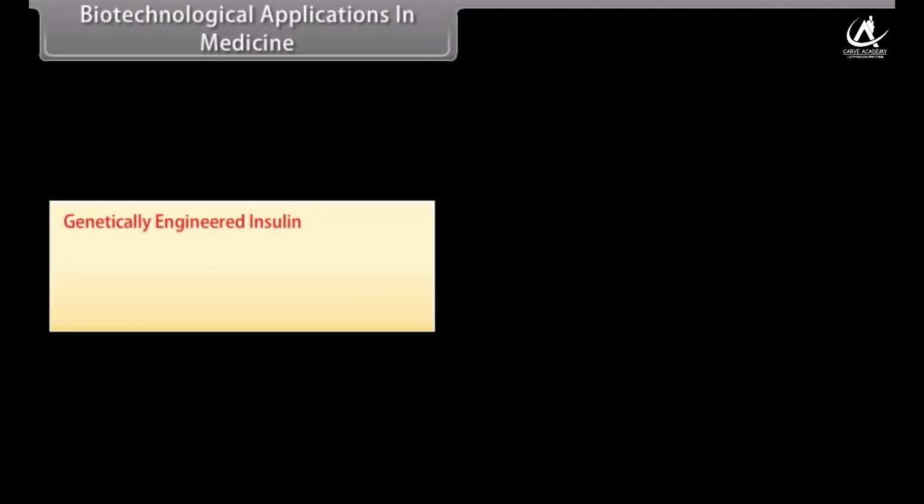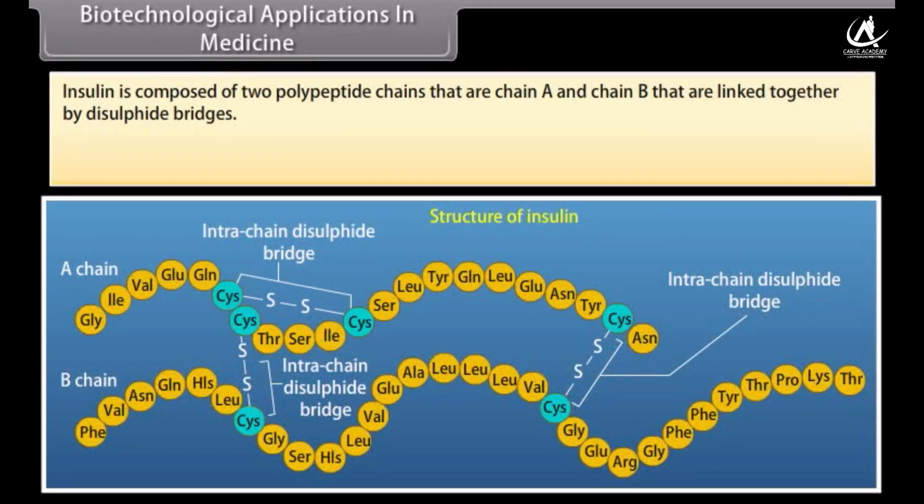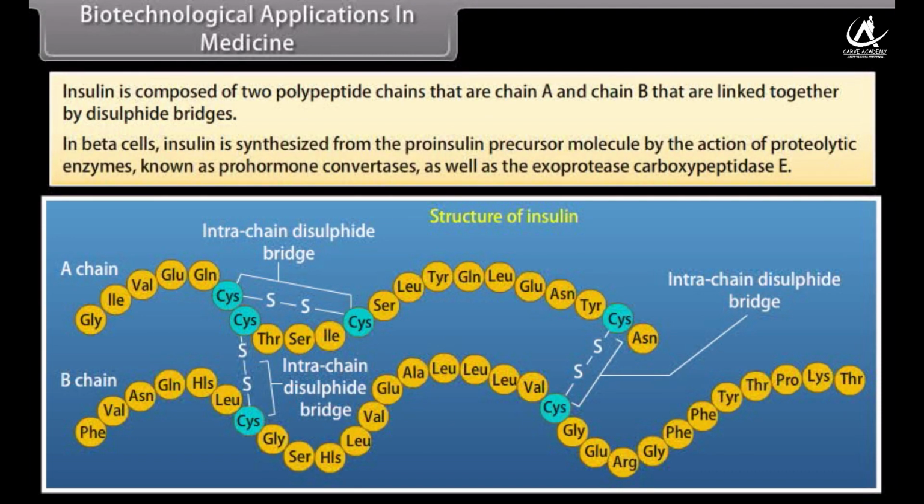Biotechnological applications in medicine. Genetically engineered insulin. Insulin is a hormone that is produced by the pancreas and that regulates the level of glucose. Insulin is composed of two polypeptide chains that are chain A and chain B that are linked together by disulfide bridges. In beta cells, insulin is synthesized from the proinsulin precursor molecule by the action of proteolytic enzymes known as prohormone convertases as well as exoprotease carboxypeptidase E.